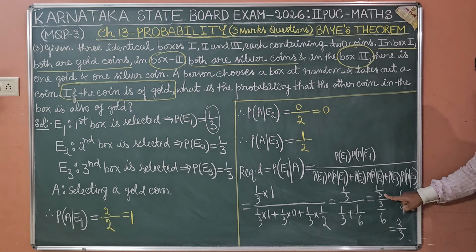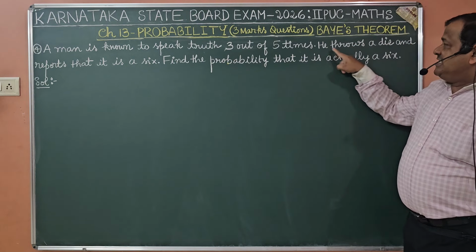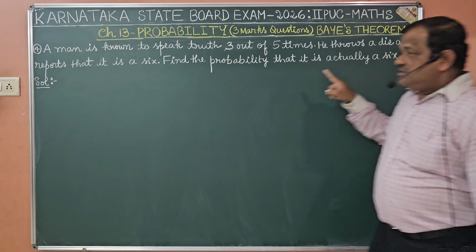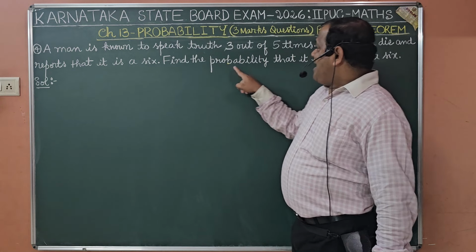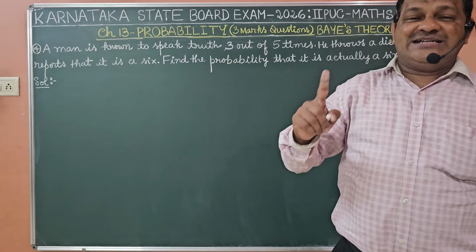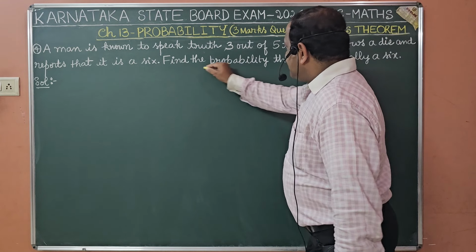Here is a very important question, hence I would like to discuss. This question was there in last year's model question paper. A man is known to speak truth 3 out of 5 times. He throws a die and reports that it is a 6. Find the probability that it is actually a 6. So here also we have two events, E1 and E2. Read the last sentence: find the probability that it is actually a 6.